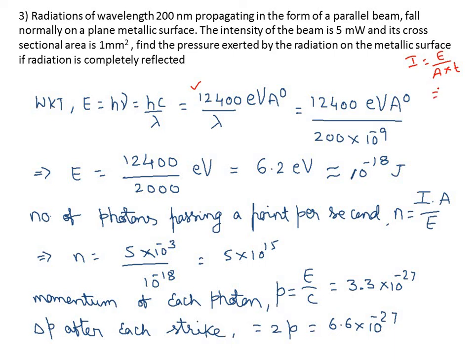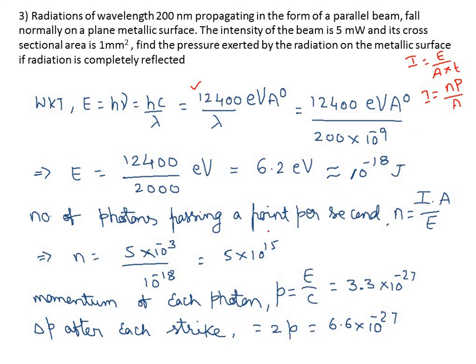So for n photons, the total number of photons, I can write it as n times E by A into T, which is nothing but n times power P by area. Energy by time is power. Now from this I can write N equal to IA by E. That's what I'm doing here: I into A by E.